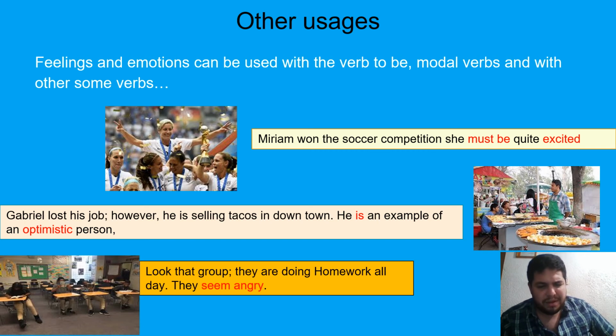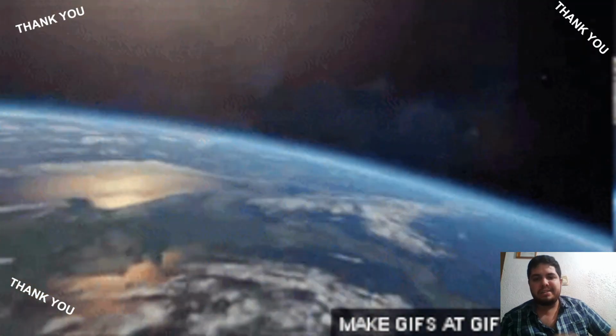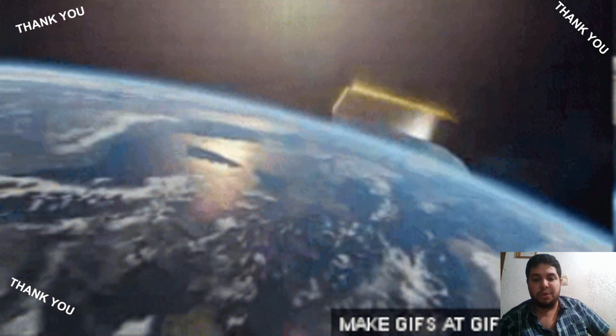Look at that group. They are doing homework all day. They seem angry, right? So if we notice, we can also combine feelings or emotions with specific verbs. Of course, we need to check which one goes according to the example, but in this case, the verb seem could work well.